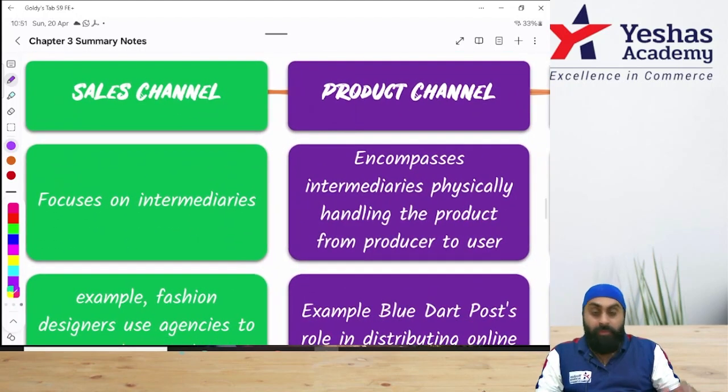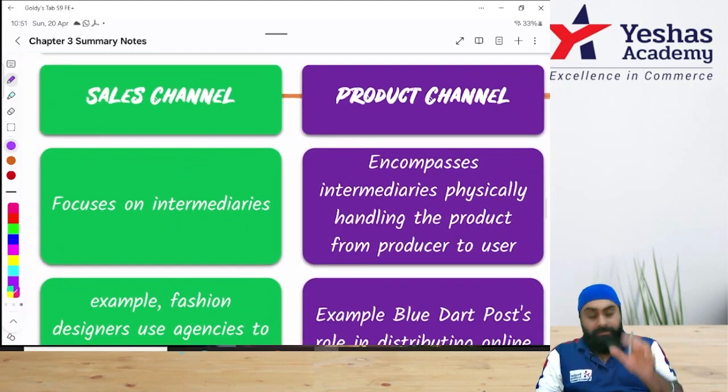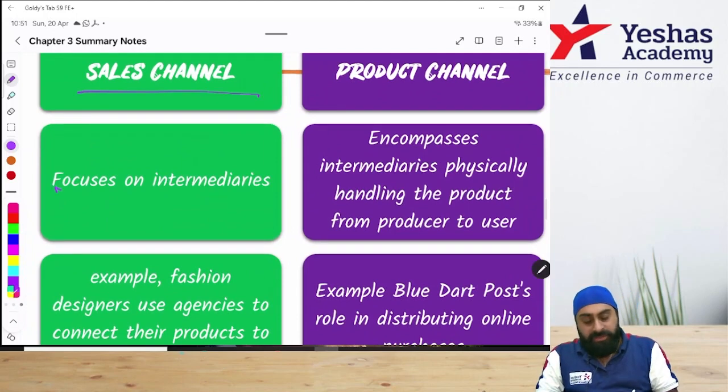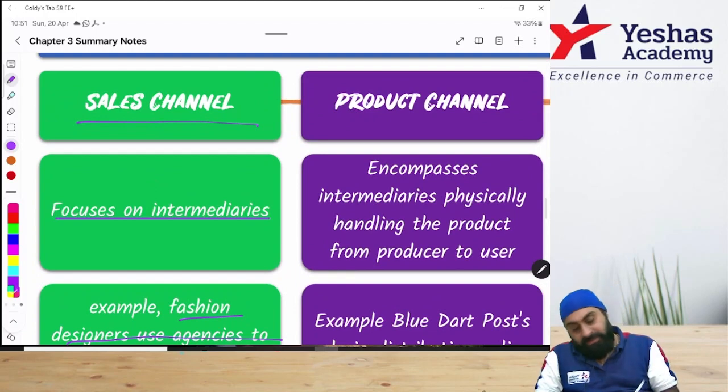Now, moving on to the next part, the three types of channels of distribution. I'm going to go one by one. First is the sales channel. It focuses on intermediaries. Fashion designers use this agency to connect their products and services to retail organizations. So what do intermediaries mean? There's a manufacturer, a wholesaler, a retailer, and a consumer. The wholesaler and retailer are intermediaries between the manufacturer and the consumer.